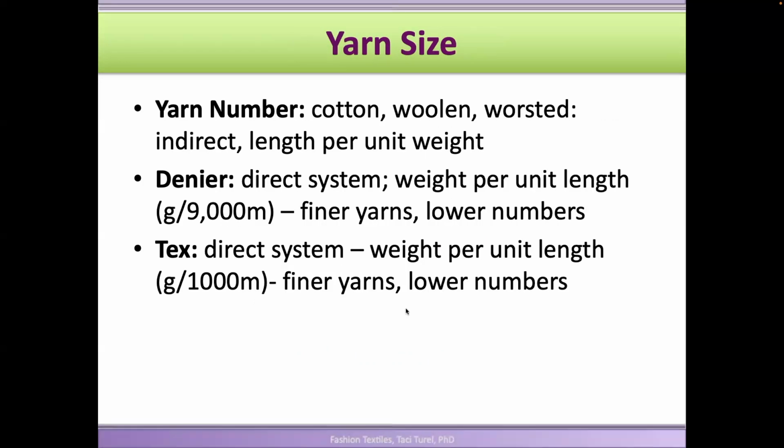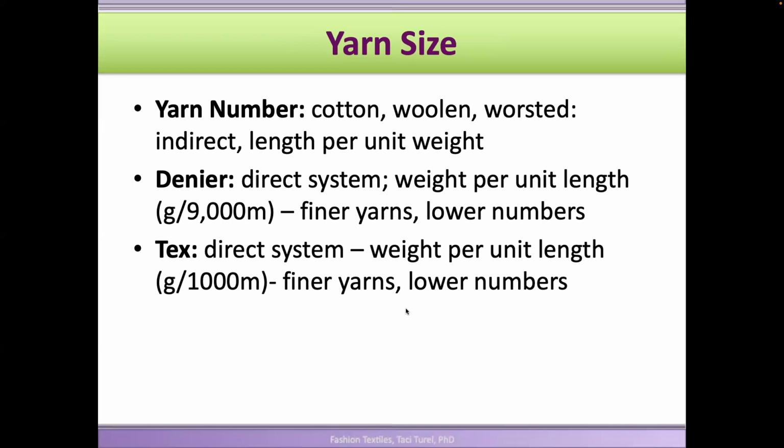We'll talk a little bit about yarn size. I did talk about this in one of our in-person classes before. So when we talk about the size of a yarn, we are talking about how thick the yarn is, what the diameter of the yarn is, right? So there are two different systems. There's the direct system and there's the indirect system. Yarn numbering systems, like the Ne and Nm system, that's the indirect system. The denier and tex is the direct system.